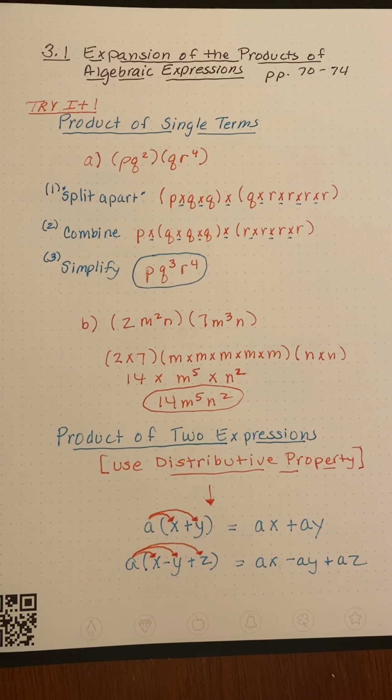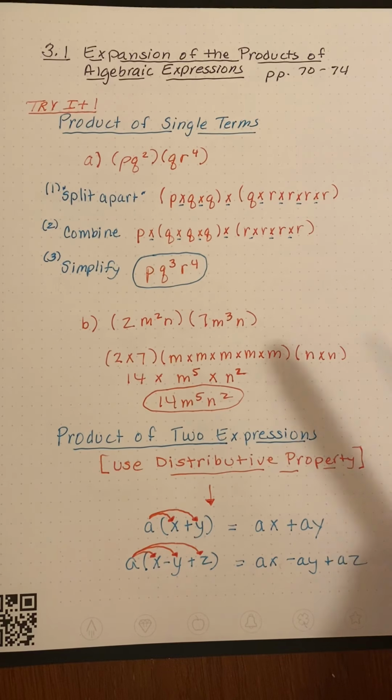Welcome, algebra students, to Chapter 3, Lesson 1, Expansion of the Products of Algebraic Expressions, beginning on page 70 and going through page 74. We're going to learn about the expansion of the product of algebraic expressions in this chapter, like I said, but we're going to first learn how to obtain the product of two single terms. And we're going to go right to try it.